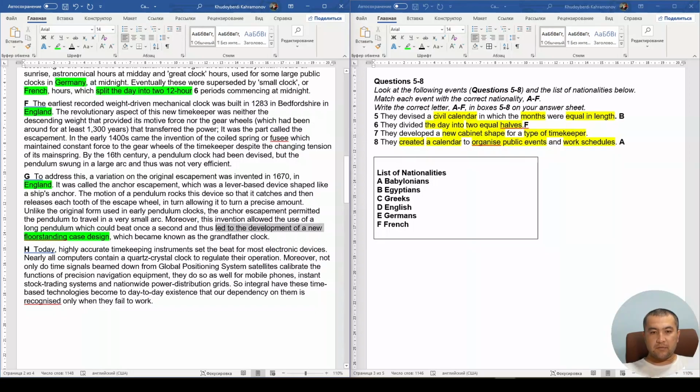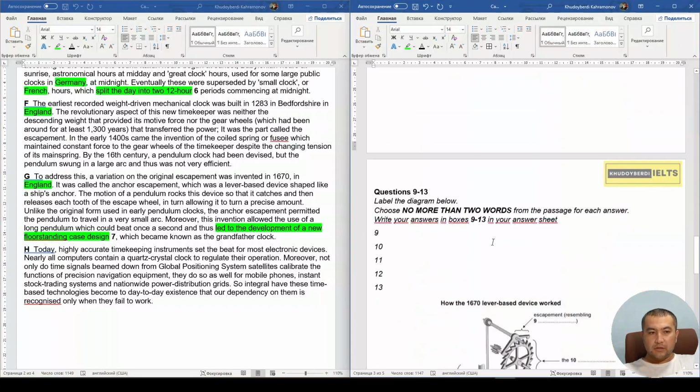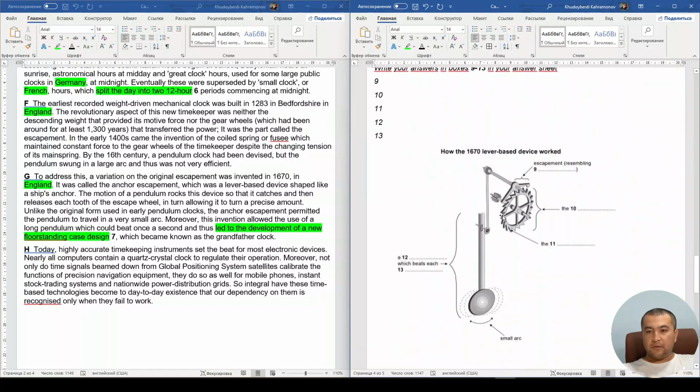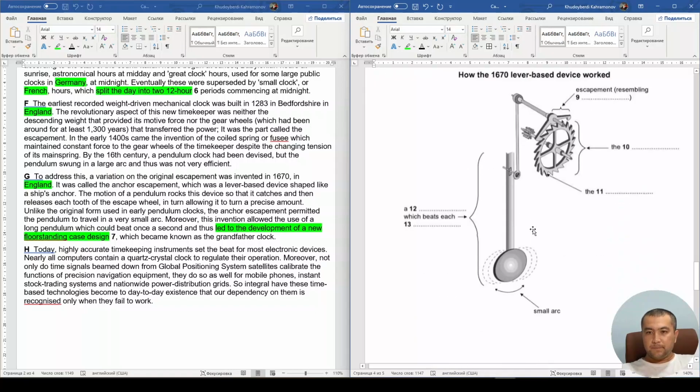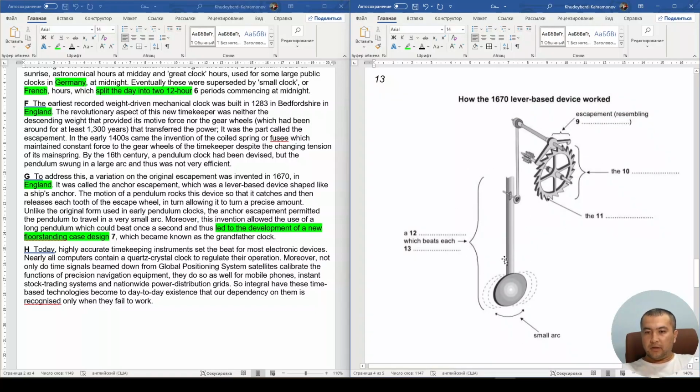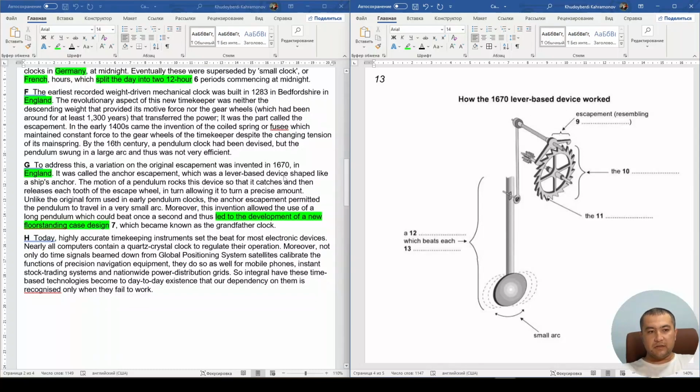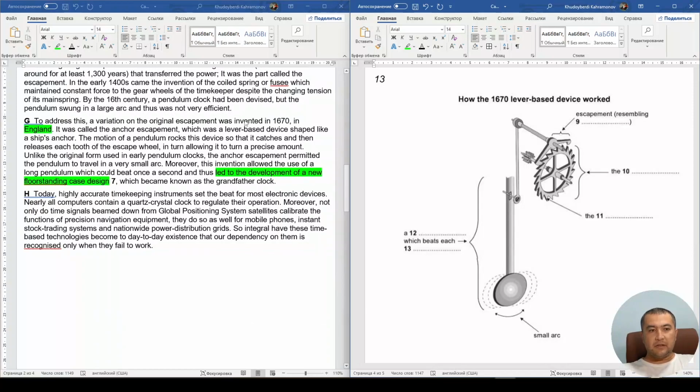This led to the development of. This one should be somehow a perfect synonym and the keyword, and that's why it's English D1, right? So as long as you have already paid attention here, we have a diagram of how the 1670 lever-based device worked, which means it's all about this reading passage.